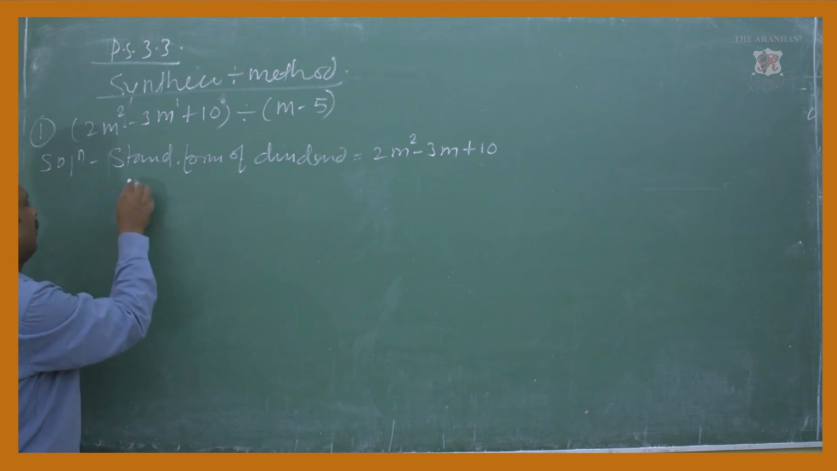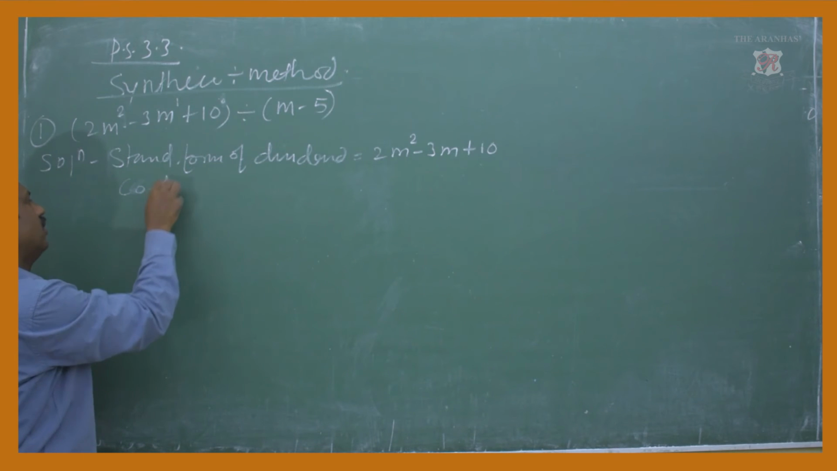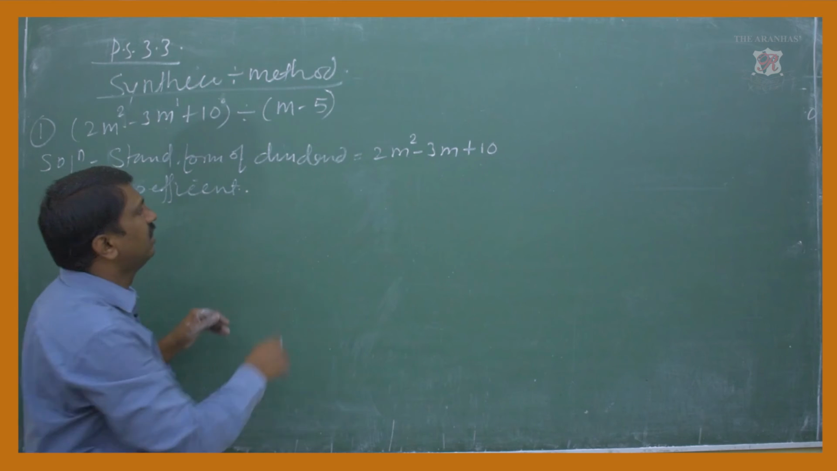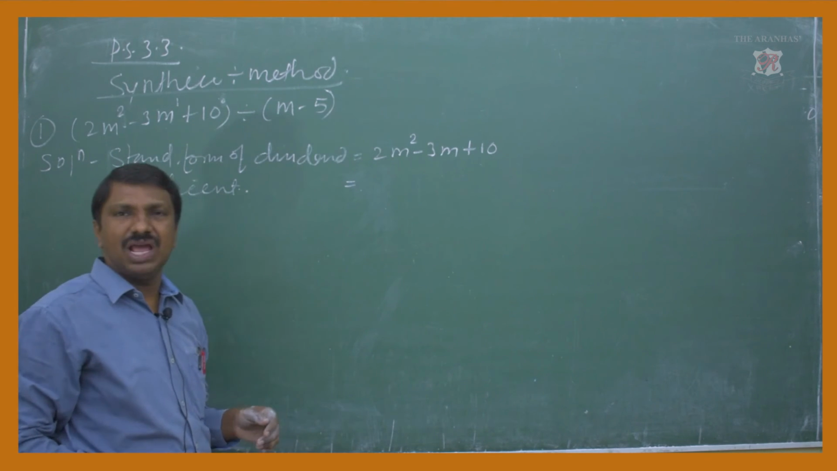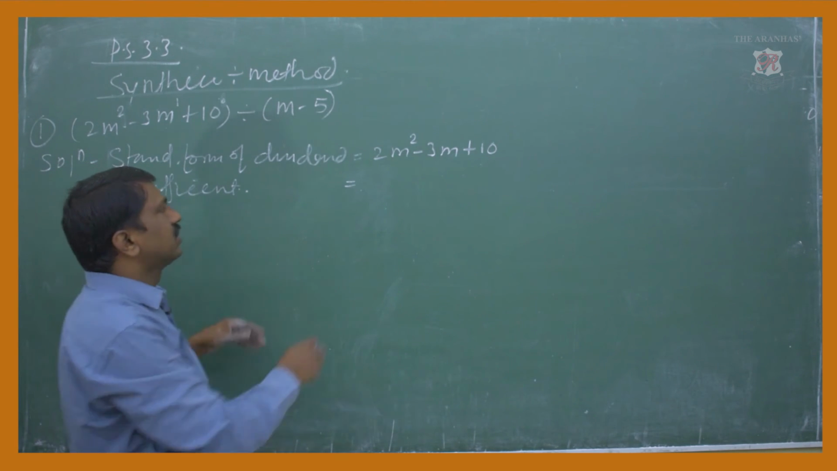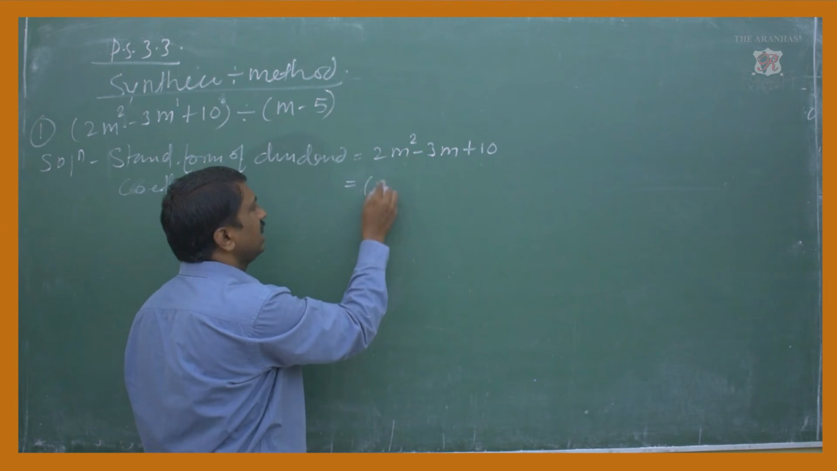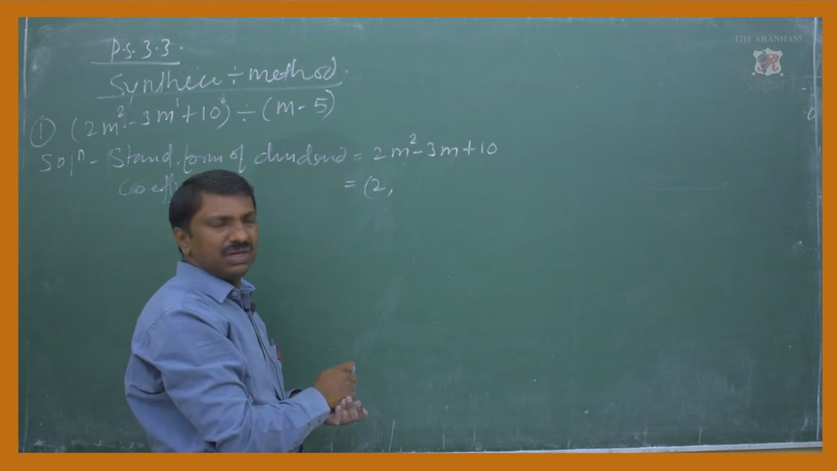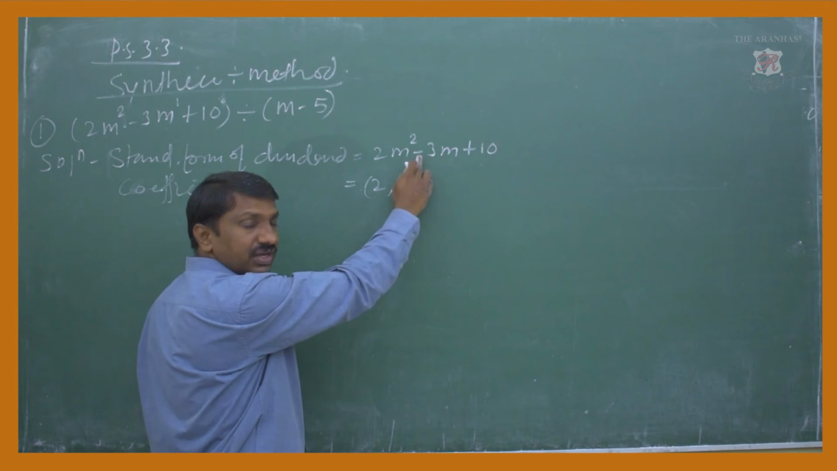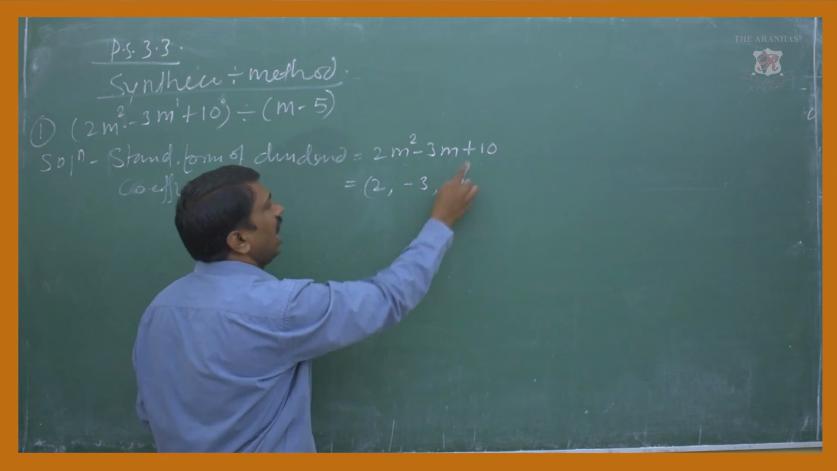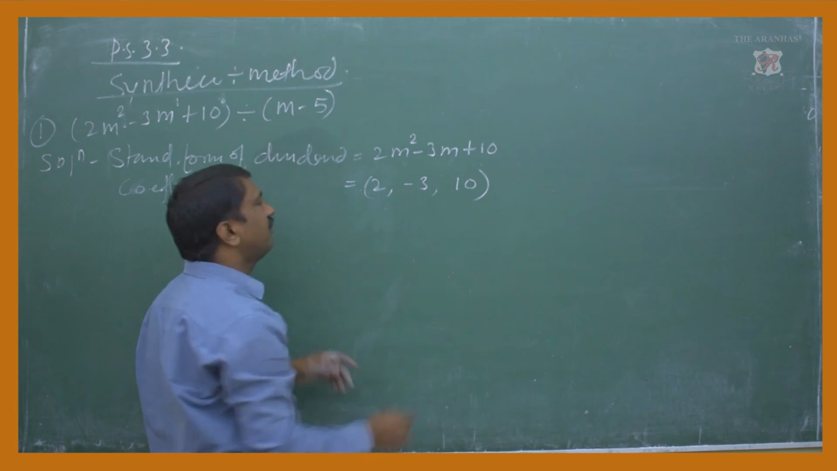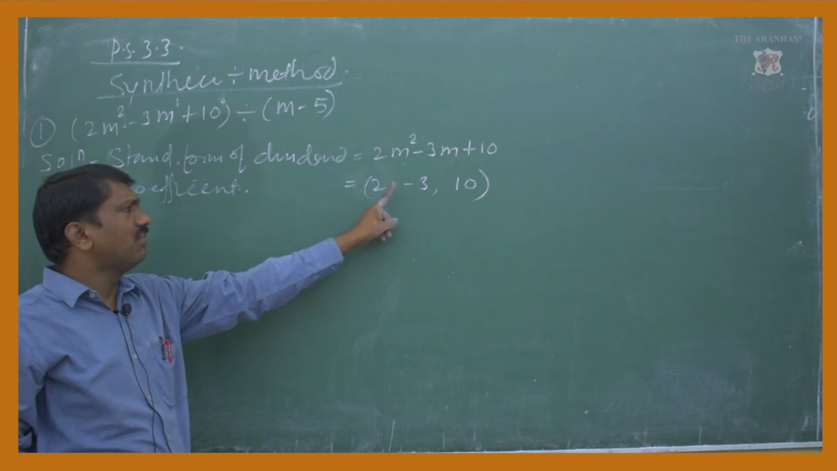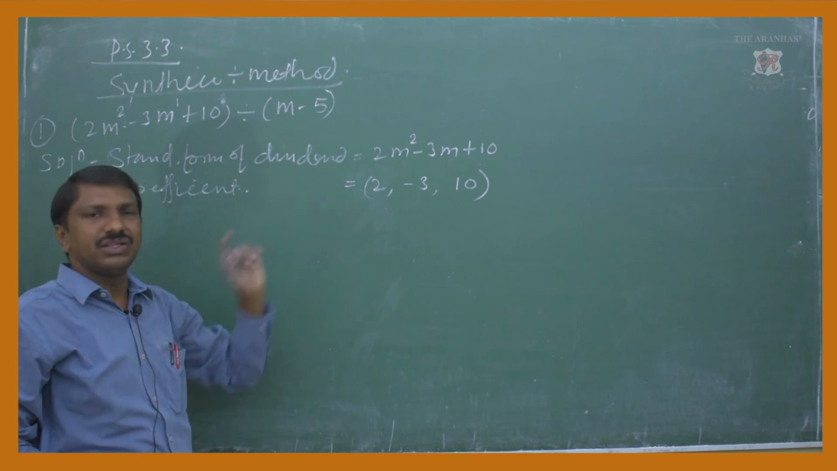Then second step, we write the coefficients of the dividend. The coefficients mean the numerical values of the variables. For m square, the number on the left is 2, so 2 is the coefficient. Next is the m variable, its coefficient is minus 3, and last is 10. So the coefficients we get are 2, minus 3 and 10.